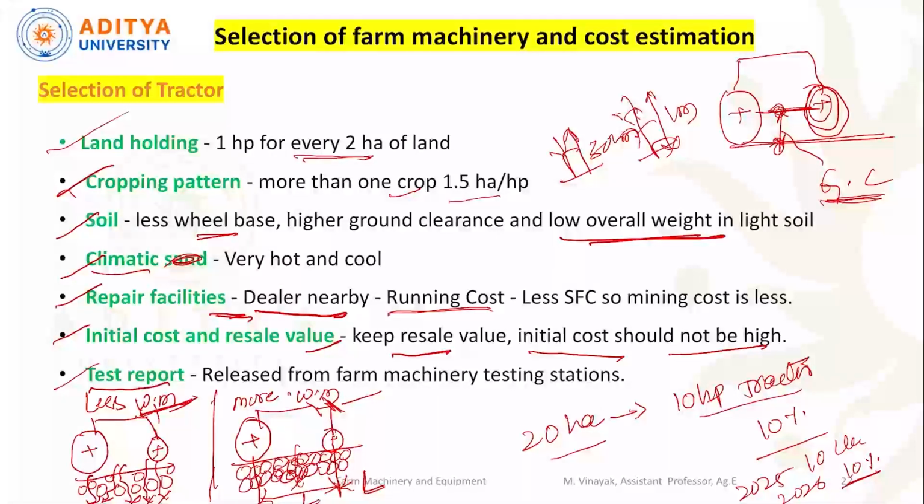Next one is the test report. Regarding farm machineries, 3 testing centers are there. Central Region Farm Machinery Training and Testing Institute, which is located at Budni.